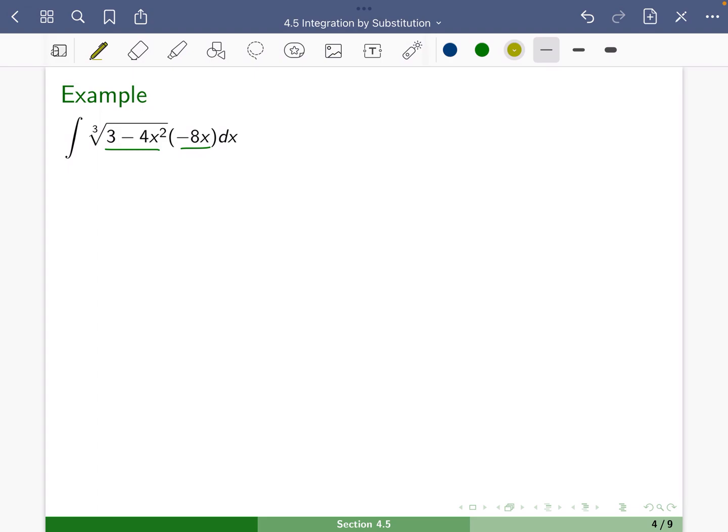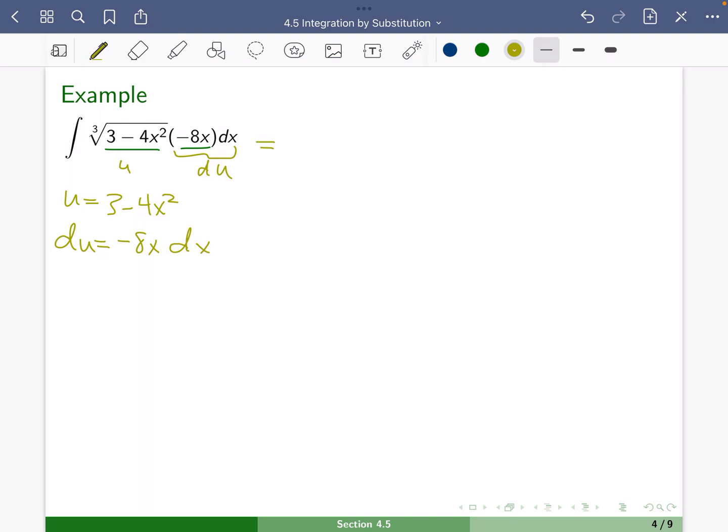So here I notice that the cube root of 3 minus 4x squared is a composite function. The inside, 3 minus 4x squared, I could call that u. So let's say u is 3 minus 4x squared. If I were to make that substitution, what would du be? du would be negative 8x dx, right? Or du/dx is negative 8x, and then you can move that dx to the other side.